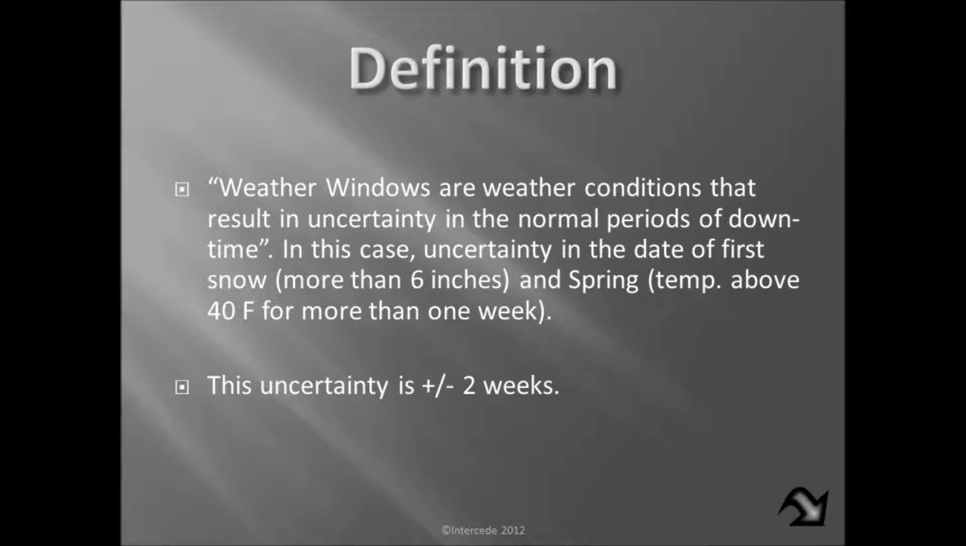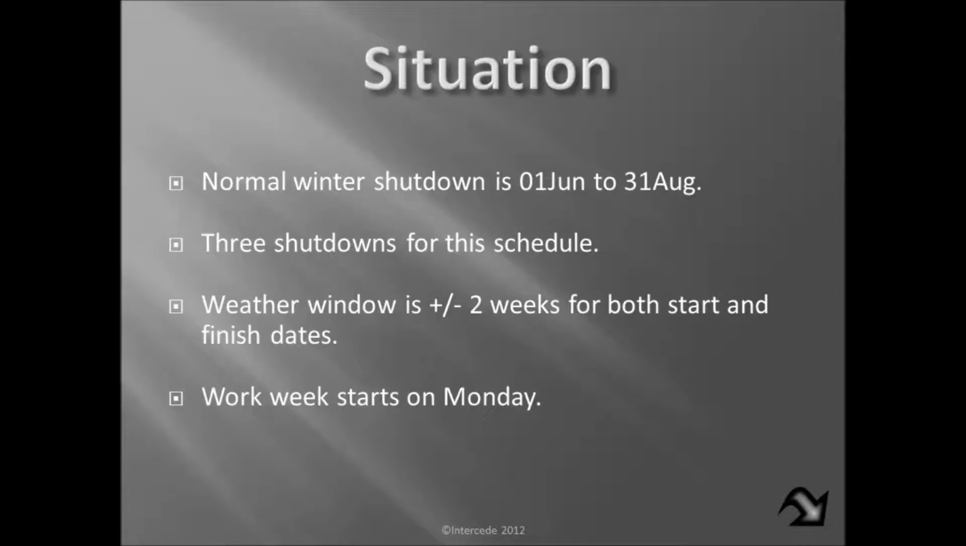But what this really means is our model is plus or minus 2 weeks, which means we might have to have an early shutdown, or we might have a late startup, or vice versa. We might have a late shutdown or an early resumption. And this is plus or minus the 2 weeks that I mentioned before. Now, normal winter shutdown is the 1st of June to 31st of August. And we have 3 shutdowns for this schedule. The winter window is plus or minus for both start and finish dates.